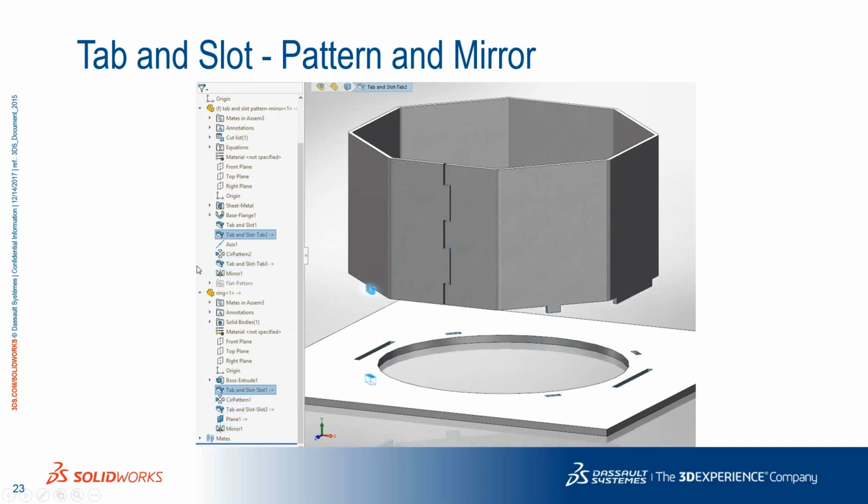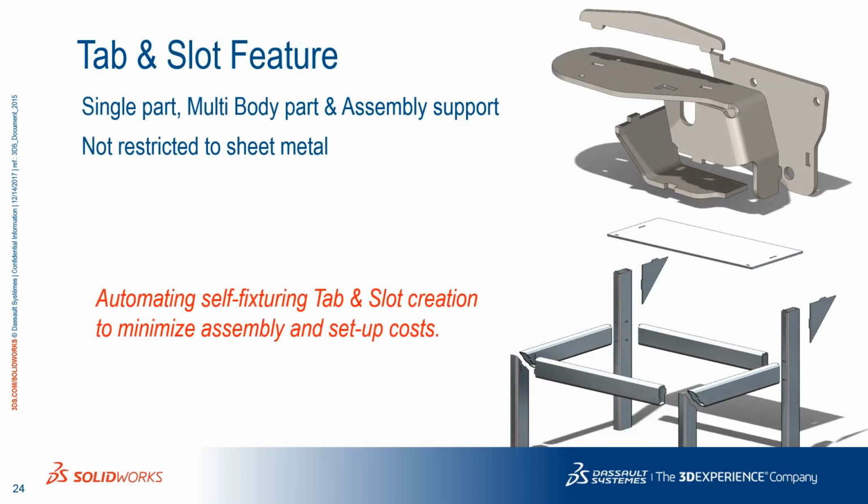You see here we got a part and a part, so this is in an assembly. And take our tab and slot, and they just circle patterned it around, and then we create this tab and just mirror it across. So we don't have to have a whole bunch of tab and slots. And again, it is not limited to sheet metal, single body, multi-body, assemblies. See that there's a weldment table here, which is fully self-supporting. So it's a very nice tool, very efficient.